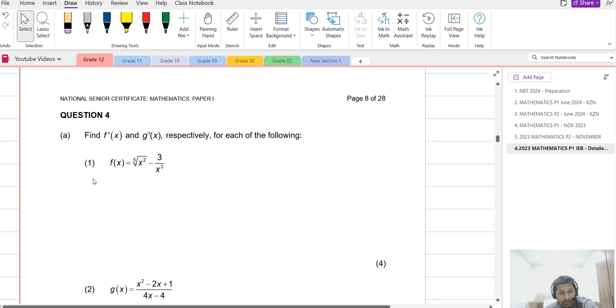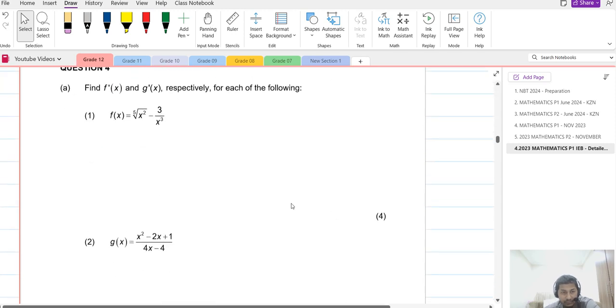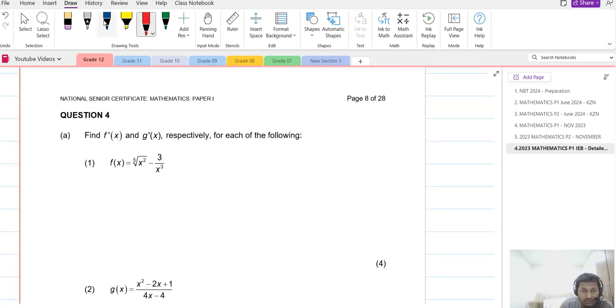Now let's solve question 4. Moving on to question 4, what do we have in question 4? f of x and g of x. Find f prime x and g prime x respectively for each of the following. So we want to find f prime x.